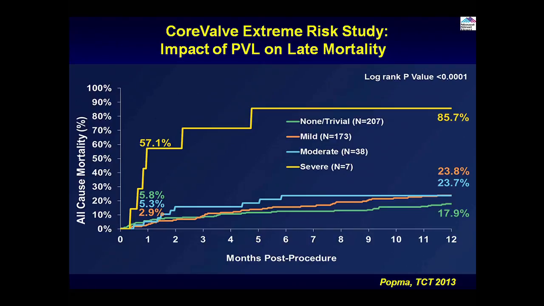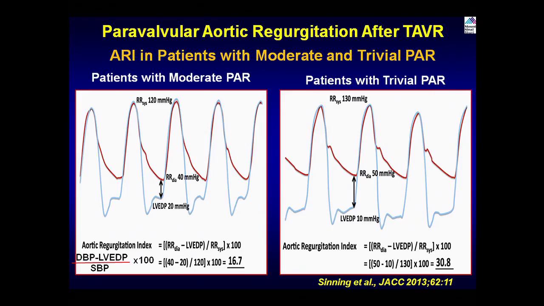So just to come back to the point, while we saw a gradient in terms of mortality with the degree of prosthetic regurgitation, we did not see that gradient in the CoreValve trials, and this has been consistent both in the extreme risk as well as the high risk trial. Next. And now this is the new kind of tool which is coming up that we call aortic regurgitation index. And what is it? That is your diastolic blood pressure minus your EDP.